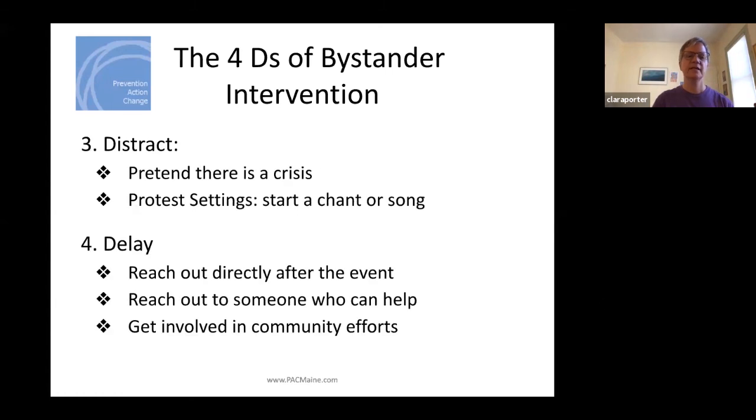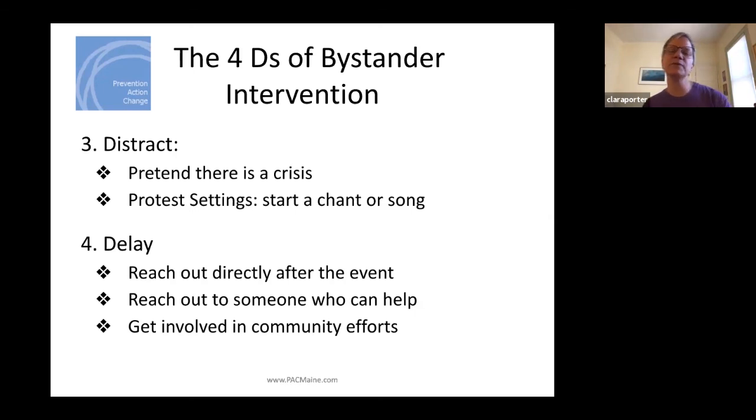All right. The two last ones, distract and delay. So distraction could be anything, you know, pretending there's a crisis, dropping your coffee. We do a lot of protest training, so that's why we have protest in here. You know, again, creating some kind of distraction, something going on that doesn't have to do directly with the behavior of the harasser, but it's more about just intervening and interrupting. All right. And then that delay.